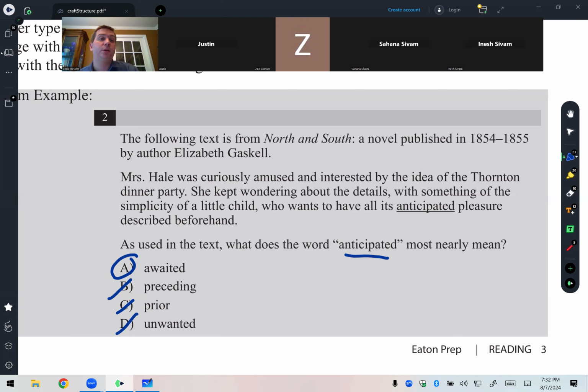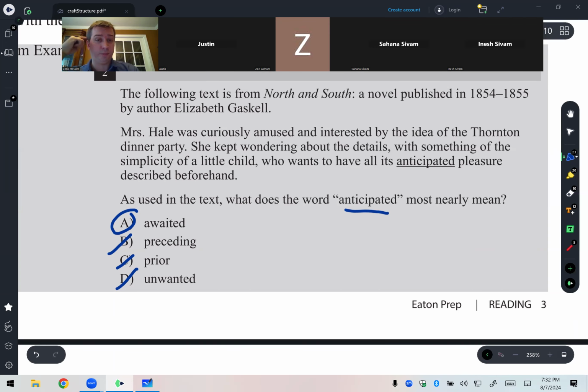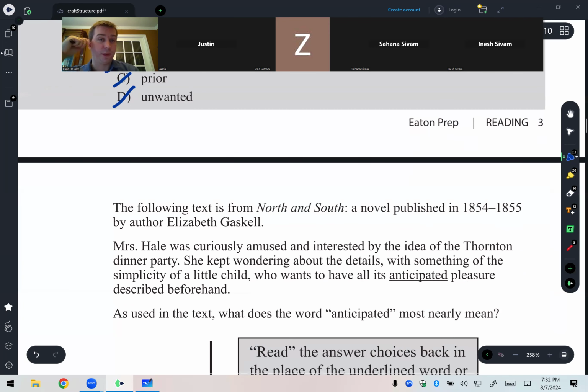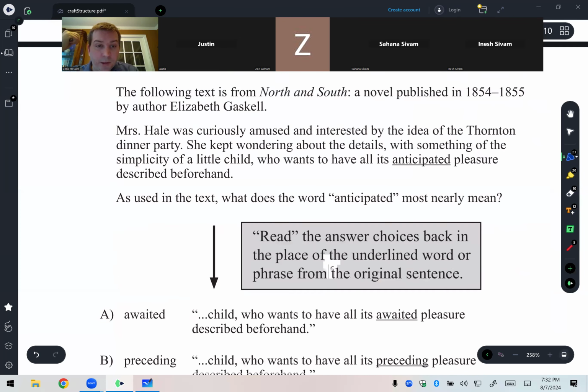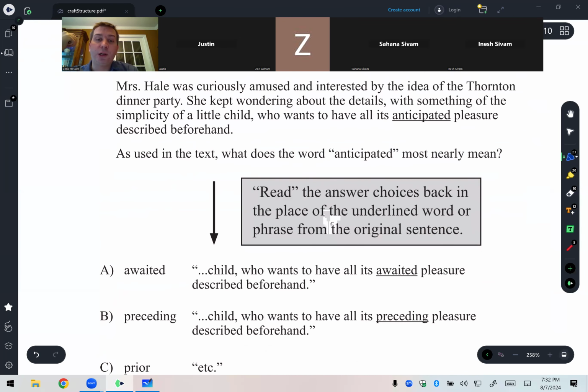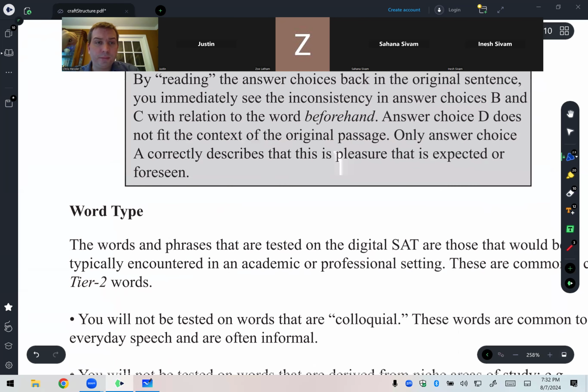So you can always read the answer choices back into the sentence with a synonym question or with the fill in the blank style question. And sentence completions are also on the ACT. All right, so this is just our strategy of reading the word back into the sentence. So that one was answer choice A.